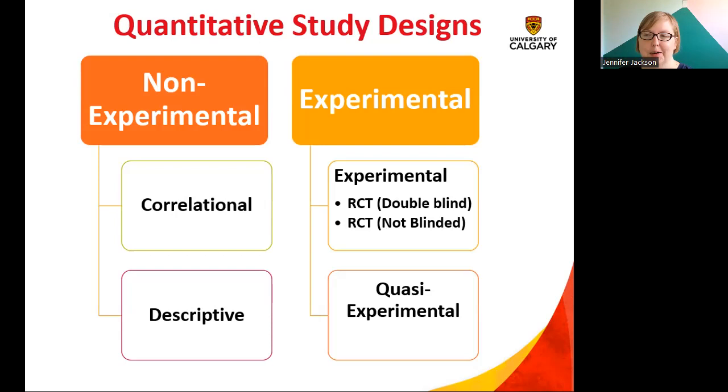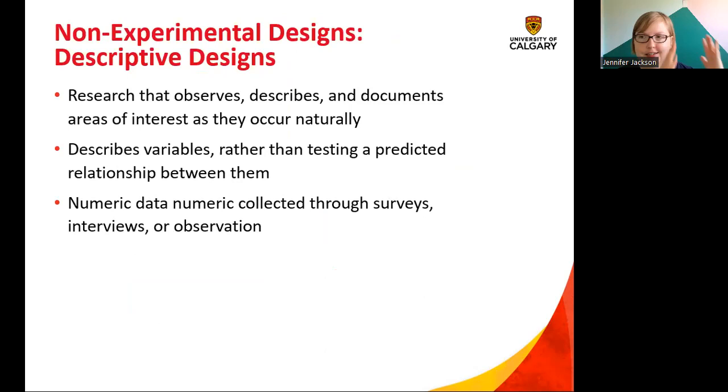So thinking of our first set of categories, non-experimental designs. We are observing, we are describing, we are looking at what naturally happens out in the world. We are not trying to change anyone's behavior based on our actions. So we are looking at variables and associations between variables, rather than trying to create an effect. So how might we do this? Things like sending people surveys, looking at the census, conducting interviews.